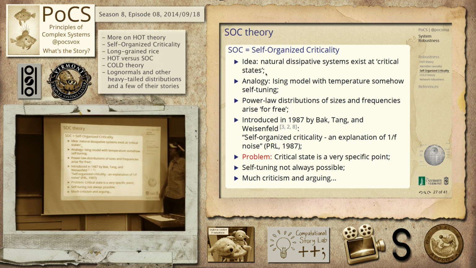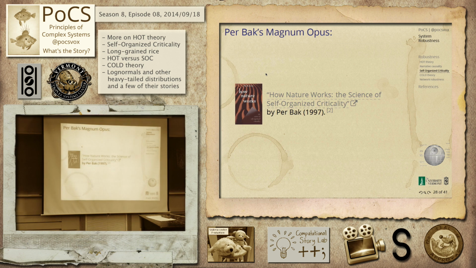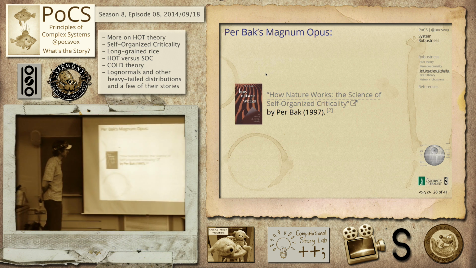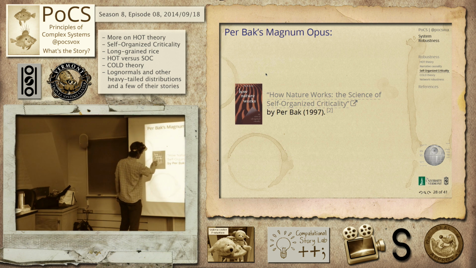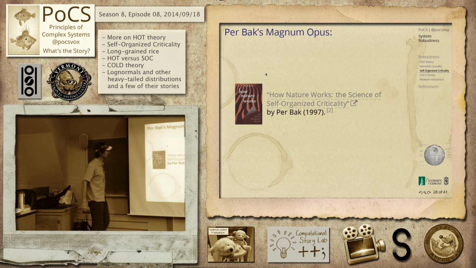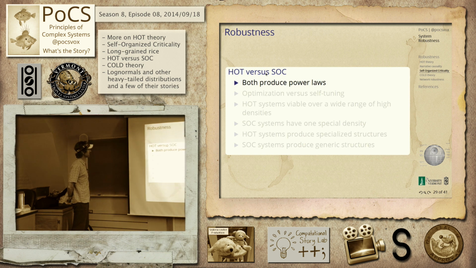So lots of criticism, lots of arguing, particularly by the HOT champions. Per Bak was definitely an ambitious character. He had a book called How Nature Works. Boom, that's it. Usually it's more like The Science of Self-Organized Criticality. You can see in here, this is actually sand dunes, similar business there. This is a kind of great work, but I don't think it quite holds together.